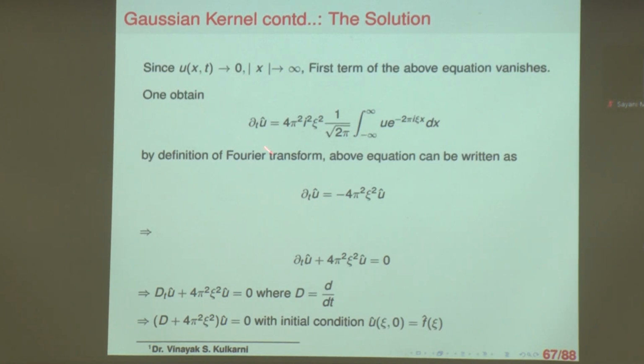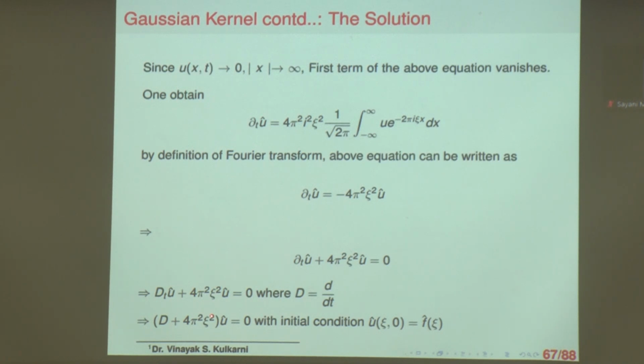So the remaining quantity is this. Now what will happen over here again? This integral, along with the constant coefficient 1 upon root 2 pi, will represent the Fourier transform of u according to our original definition of the Fourier transform. This coefficient I will write as minus 4 pi square xi square, and u cap. Okay, so this equation can be rewritten like this.